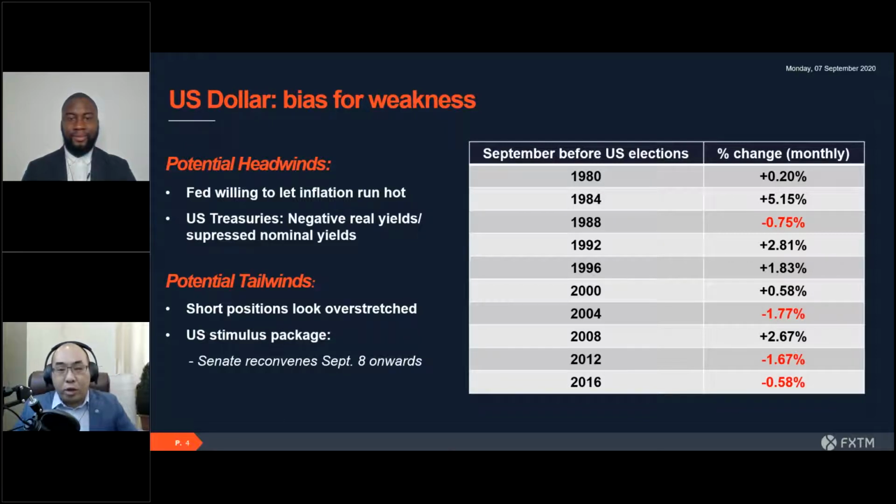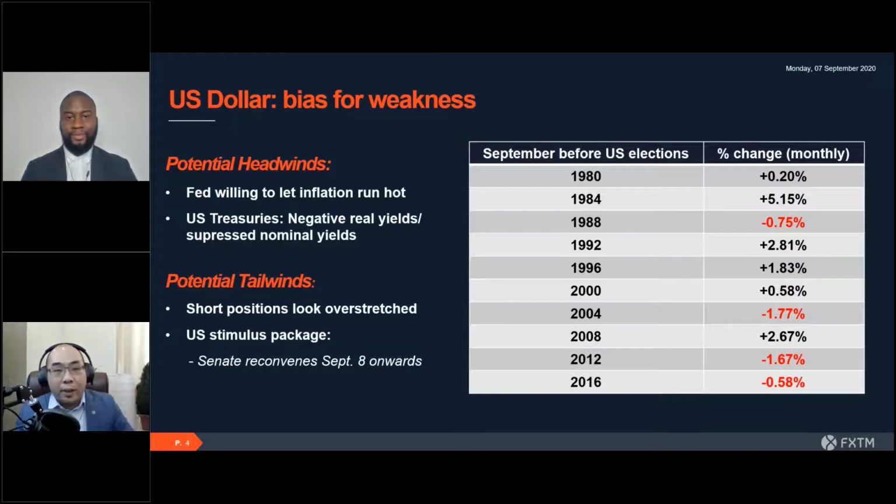So long story short, we expect this bias for weakness for the US dollar over the coming years, and we expect that to perhaps get started. Well, to be honest, it's kind of started since March. That's due to different reasons, but because of the Fed's new approach to US inflation, we expect that trend to continue.